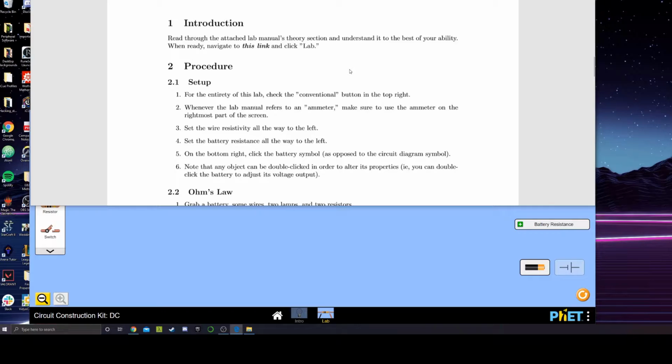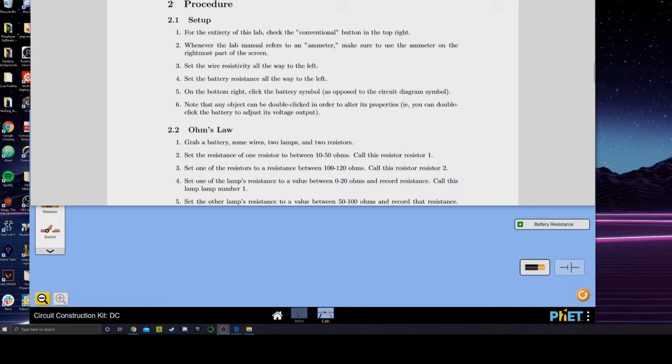Also, one other thing is that there is another document attached to this lab assignment. It's a data sheet that you can use if you would like. It's just kind of a visual guide to help you organize your data, so feel free to use that. But in any case, let's get going.